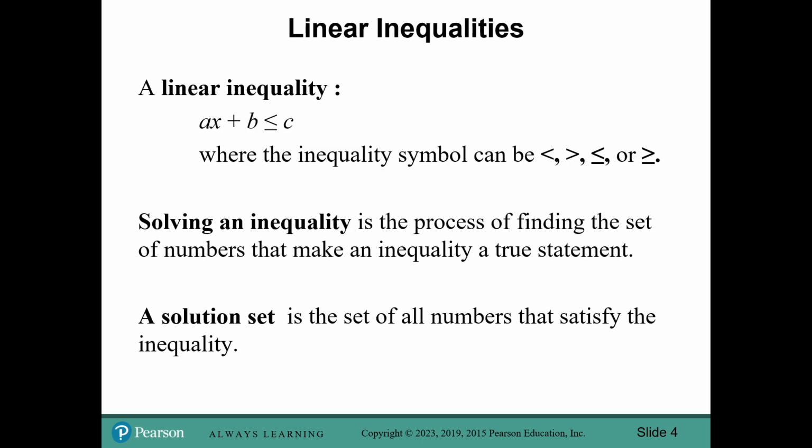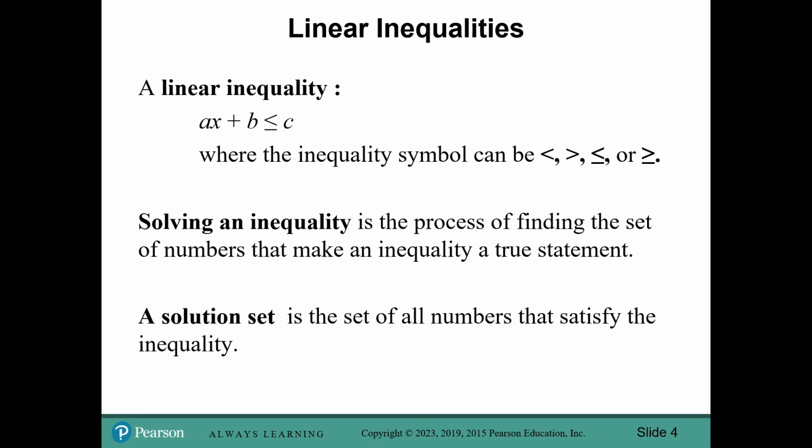Let's look at it. Start with the definition of linear inequalities. A linear inequality, ax plus b is less than or equal to c, where the inequality symbol can be less than, greater than, less than or equal to, or greater than or equal to. The little line under the greater than or less than sign is the equal to part. If it doesn't have that, it's not equal to.